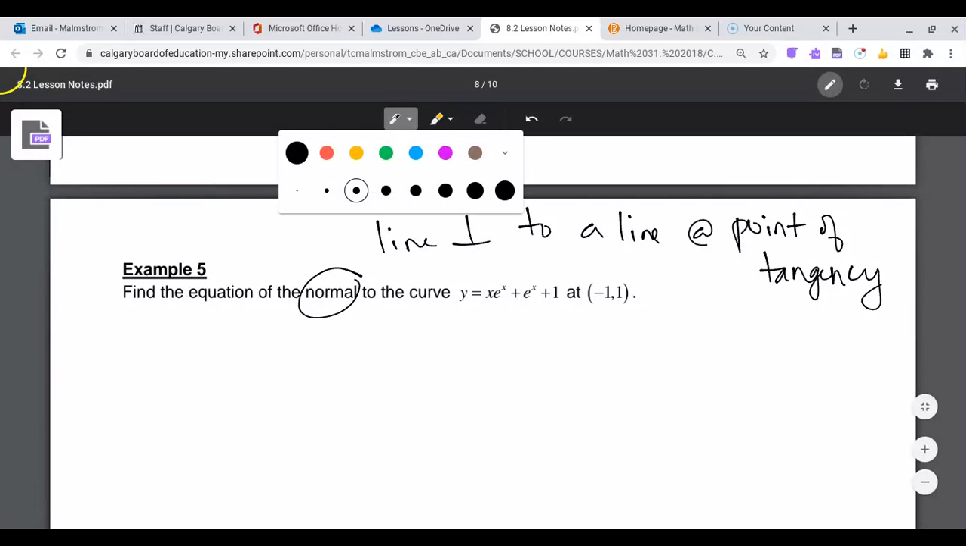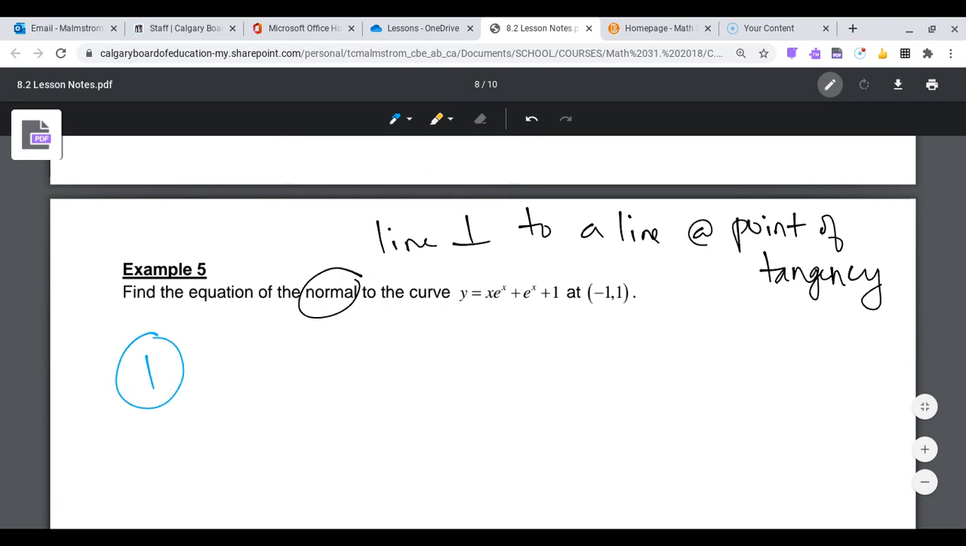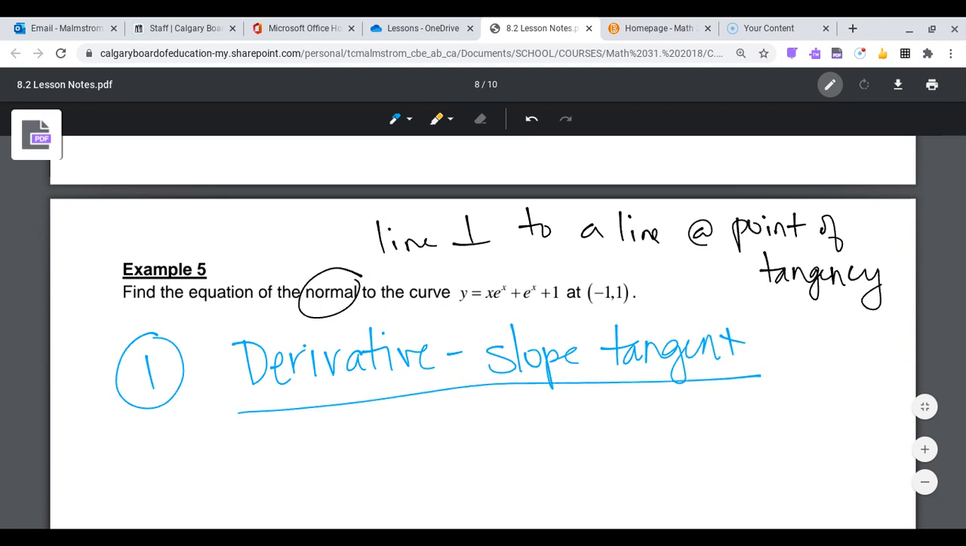Okay, so hopefully you were able to do this question successfully all on your own. If we're finding an equation, we need to know the derivative, because the derivative will give us our slope. It'll give us the slope of the tangent, right? All right, so let's take that derivative.